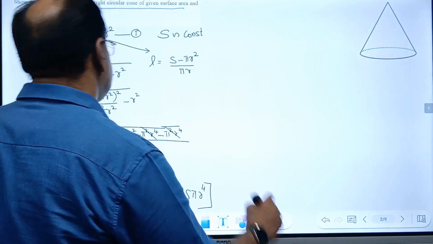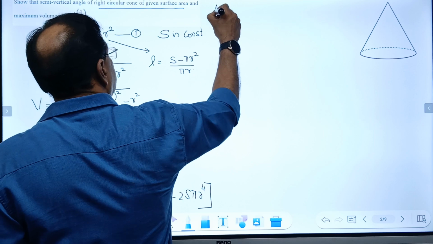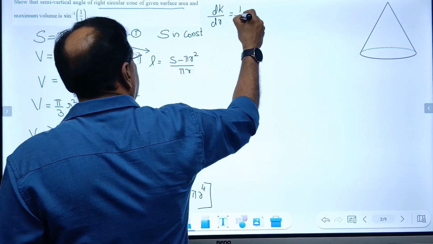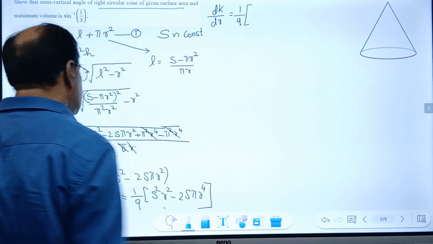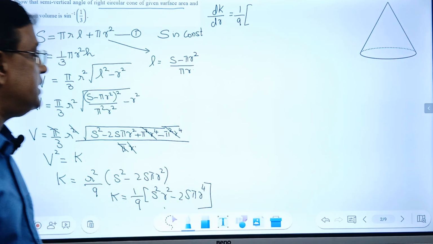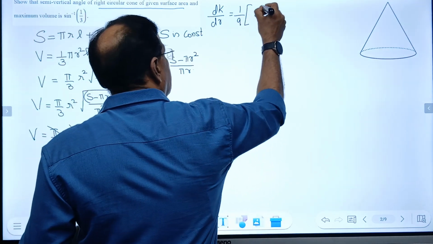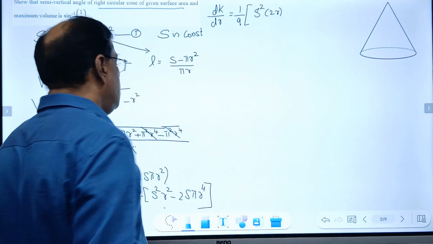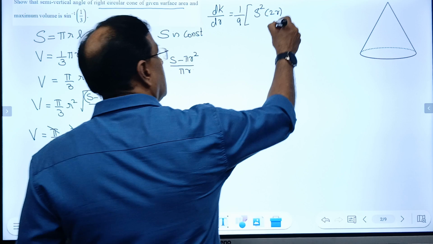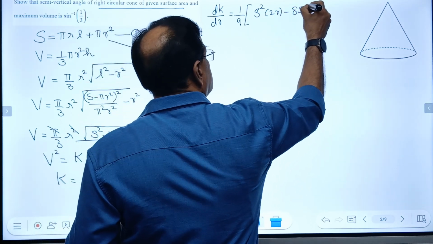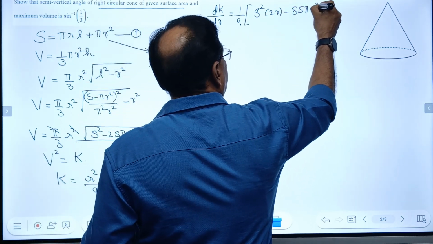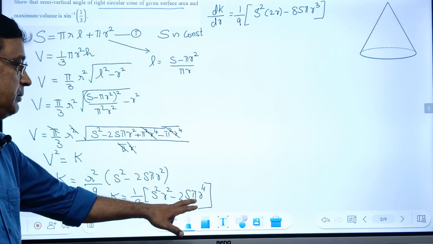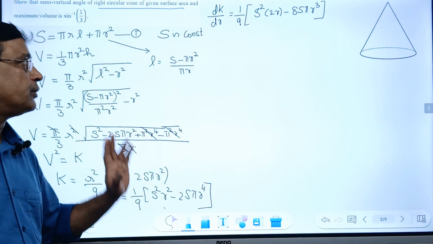Now I'm going to differentiate with respect to r. So I get 1 by 9. Now what is differentiation of S square r square? S square is a constant, keep it as it is. Differentiation of r square will be 2r, minus 8S pi r cube. I am differentiating r power 4, that is 4r cube.